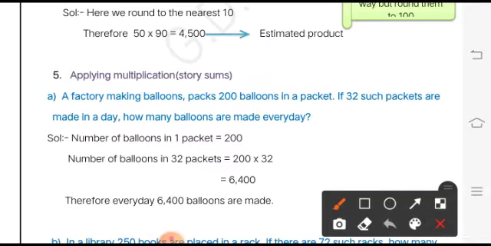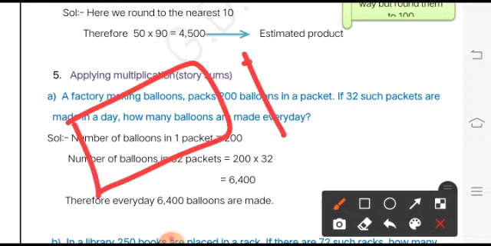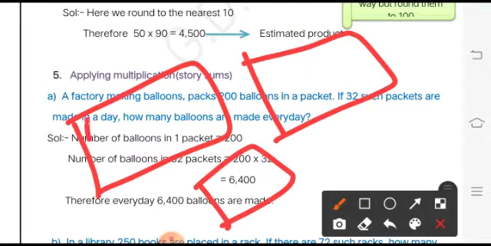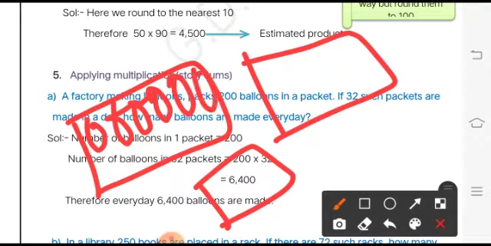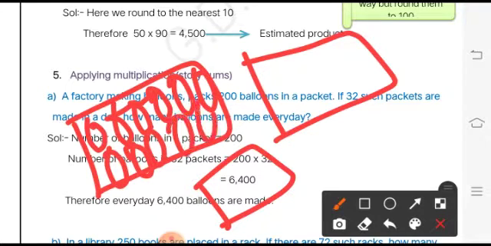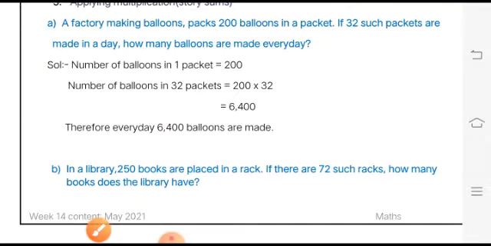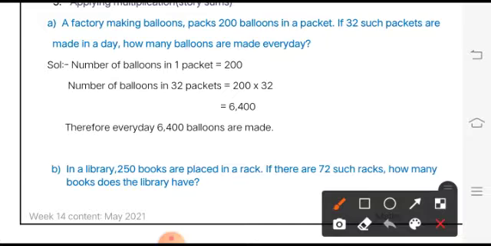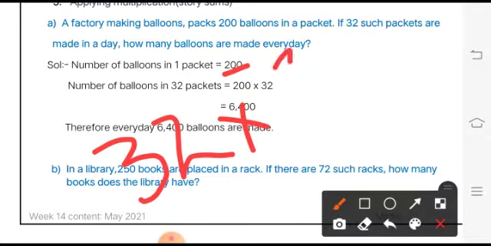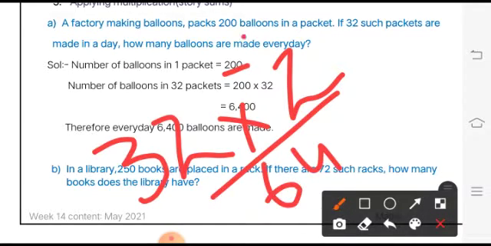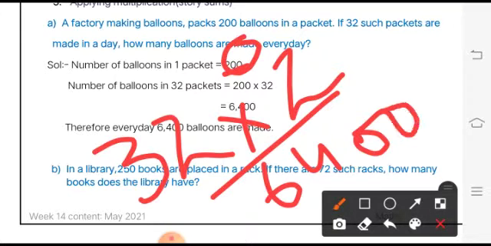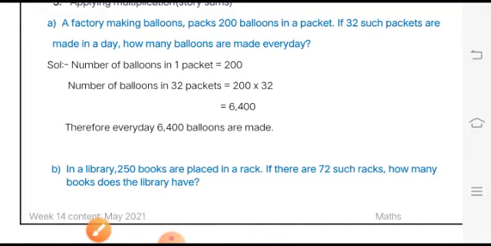The question is that a factory makes 32 packets and each packet contains 200 balloons. We are supposed to calculate the number of balloons made every day, and of course it can be obtained by multiplying 32 and 200. And you know, whenever we have to multiply numbers involving zeros, we multiply the non-zero numbers first and then add the zeros at the right side of the number. So 6400 balloons are made every day.